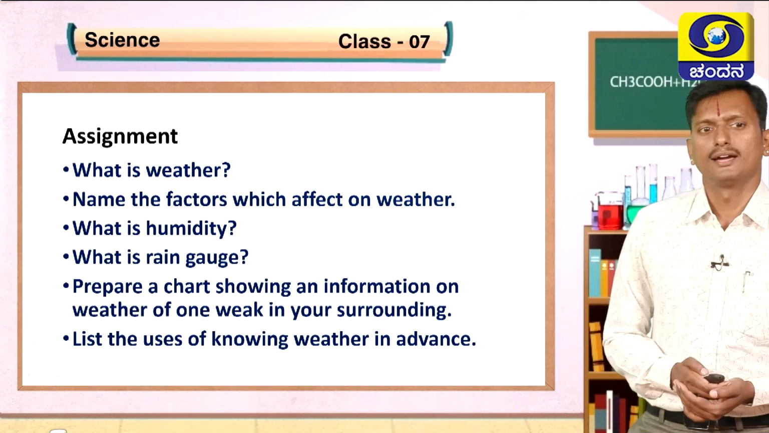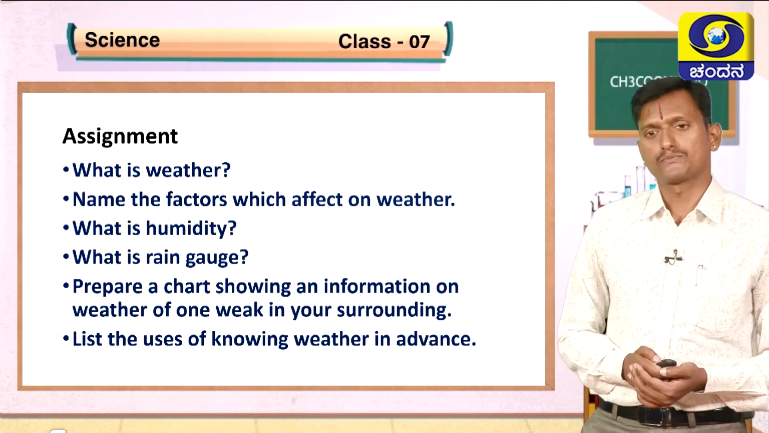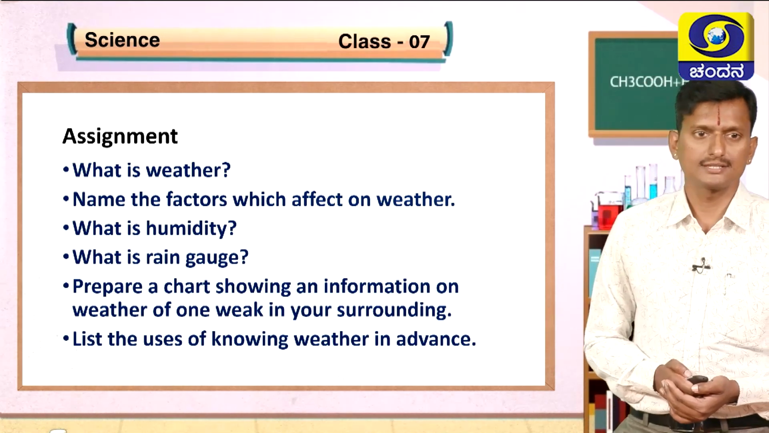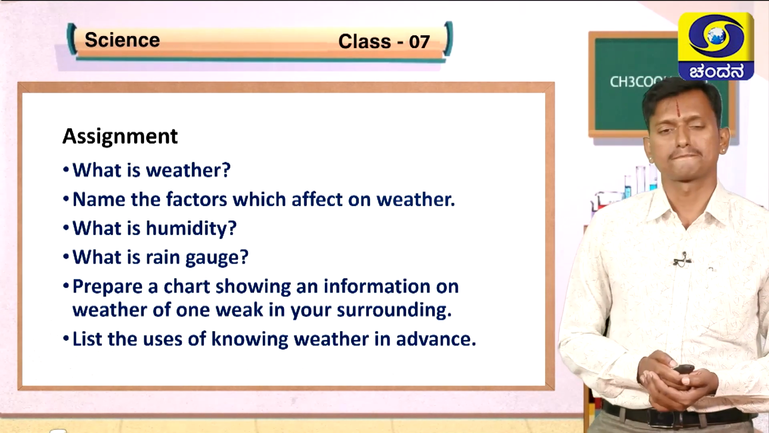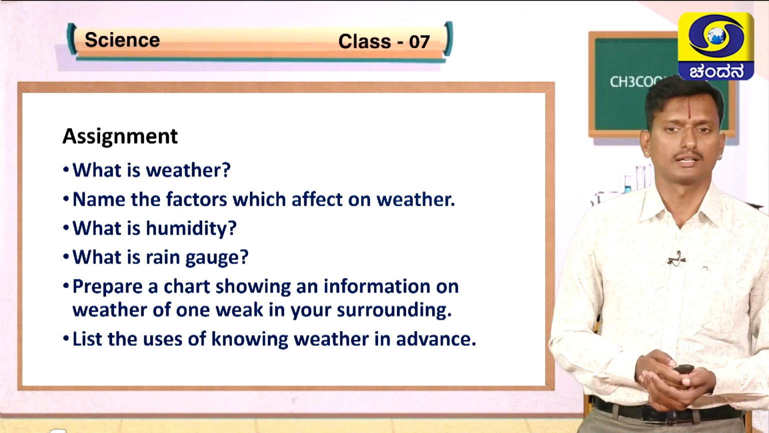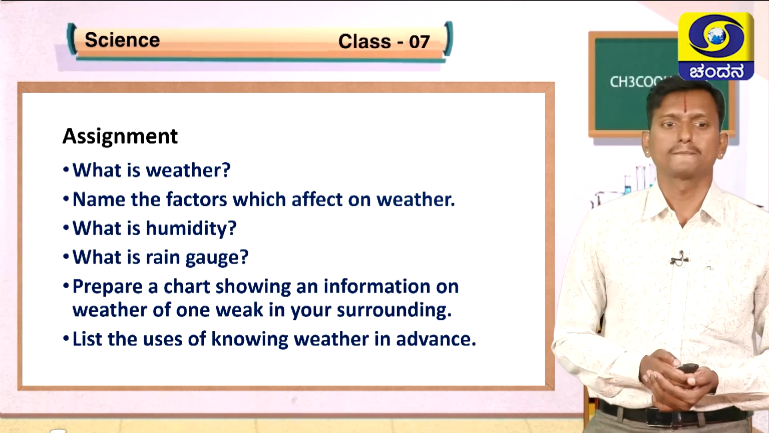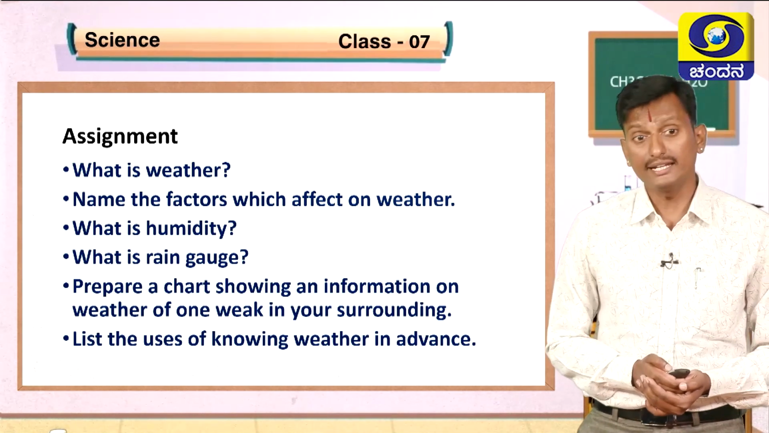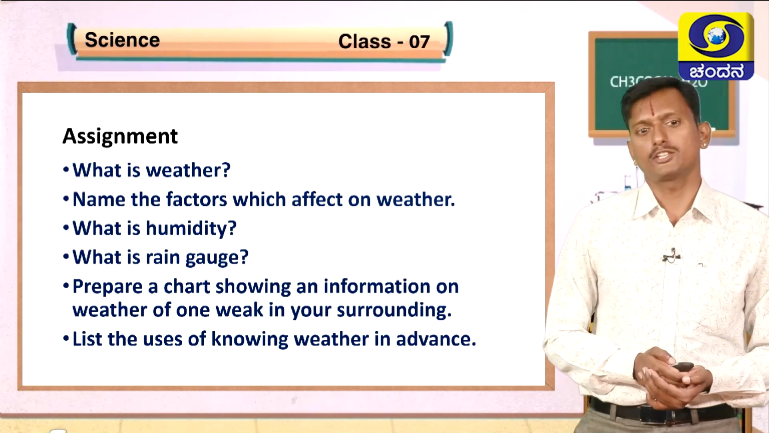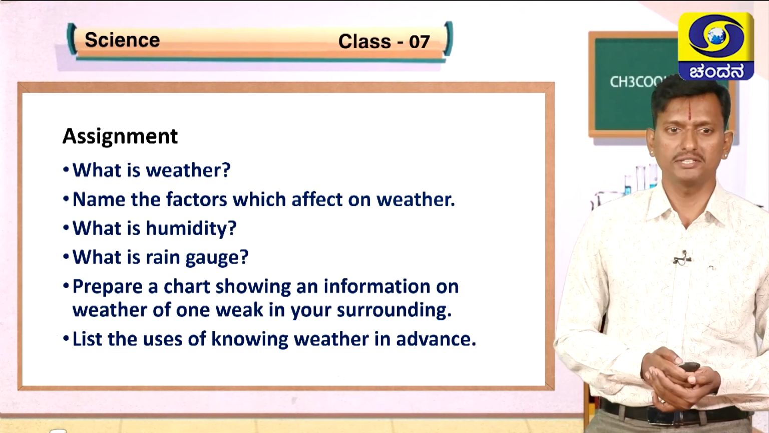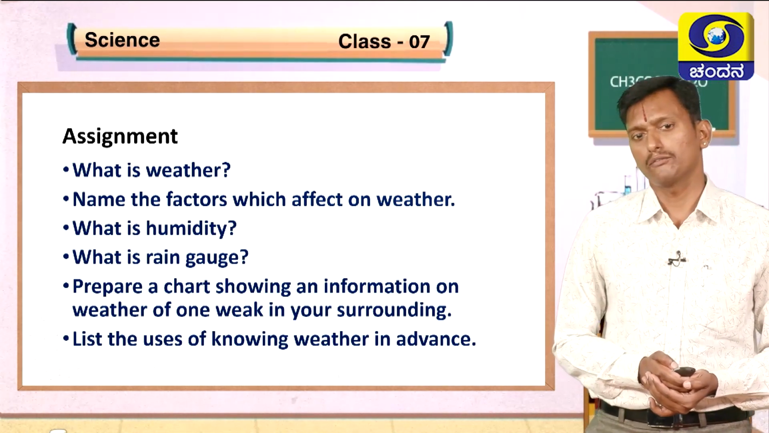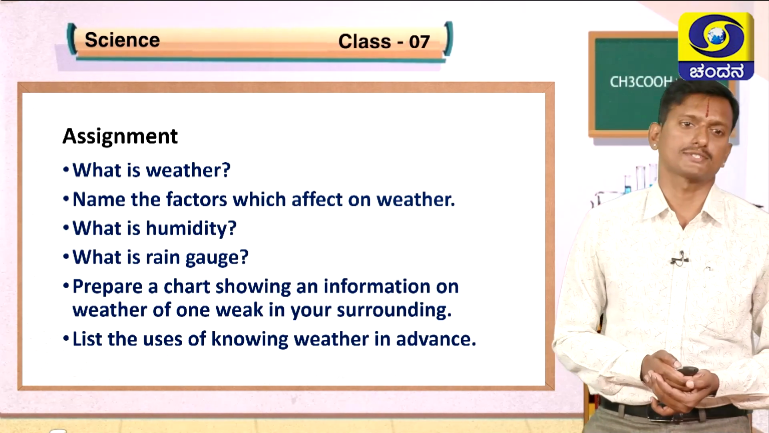Now, an assignment for you, write answers for these questions. One, what is weather? Name the factors which affect weather. What is humidity? What is a rain gauge? And an activity for you: prepare a chart showing information on the weather of one week in your surroundings. List the uses of knowing weather in advance.